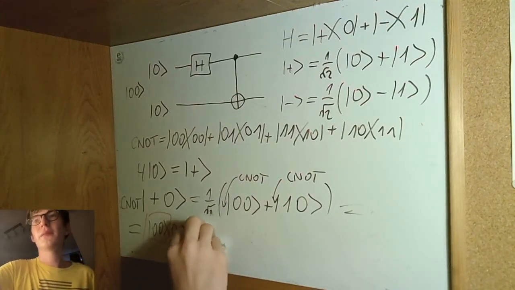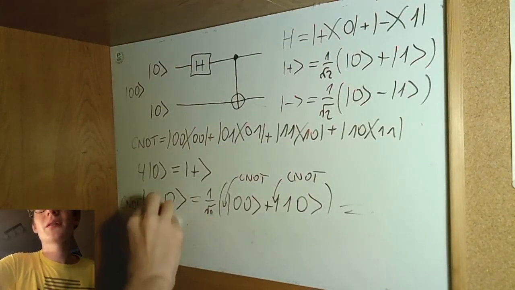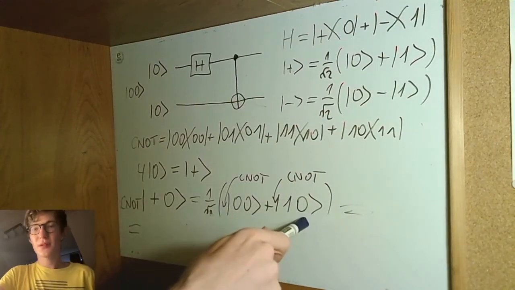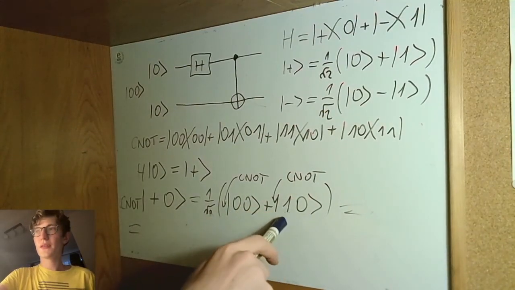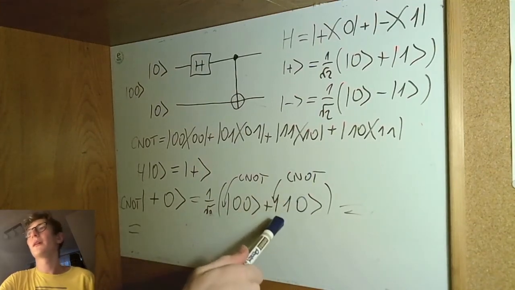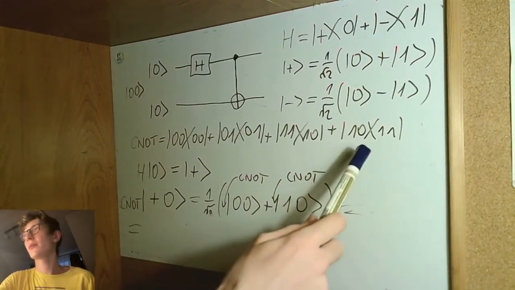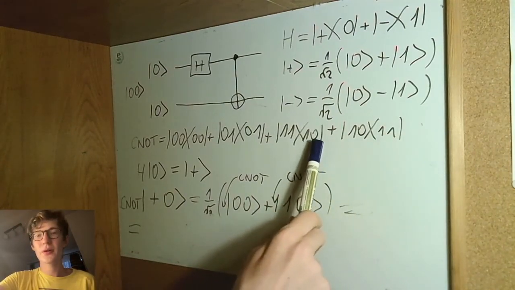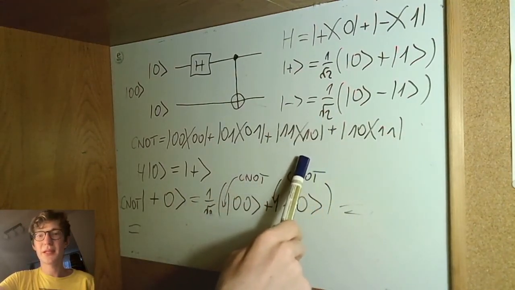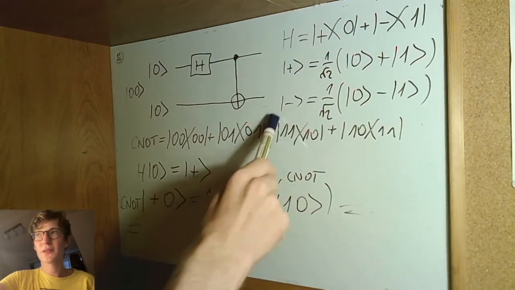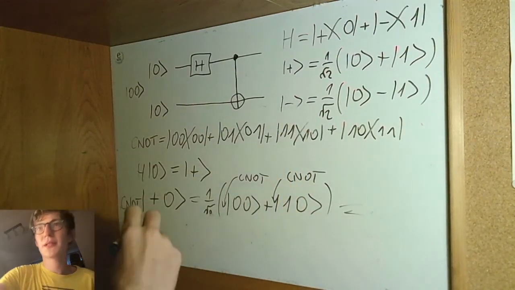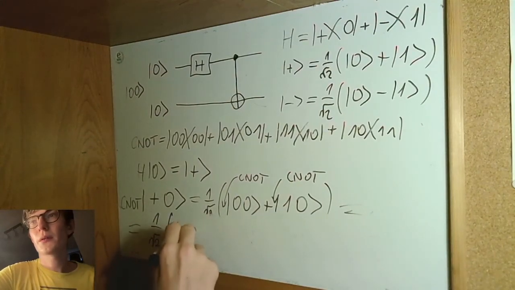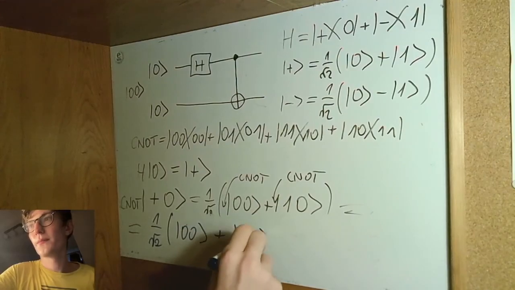And similarly, from this part we get here 1, 1, because this dot product will be non-zero only in this place, so it will give us 1, 1. So the resulting state is 1 over square root of 2, 0, 0 plus 1, 1.